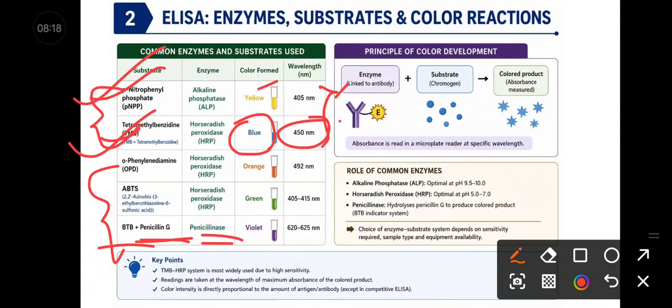So the principle I have already told. The antibody is generally enzyme linked. So if an antibody and antigen reaction is there, the enzyme will be there as well. So when we add the substrate, it will form the colored product at the particular wavelength. So this is about the enzyme and substrate.